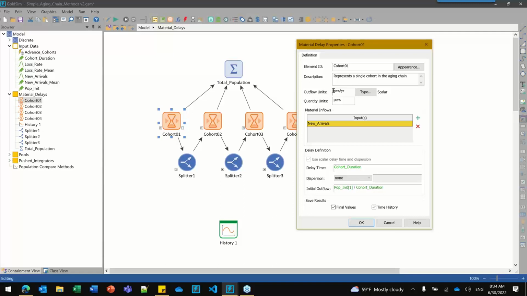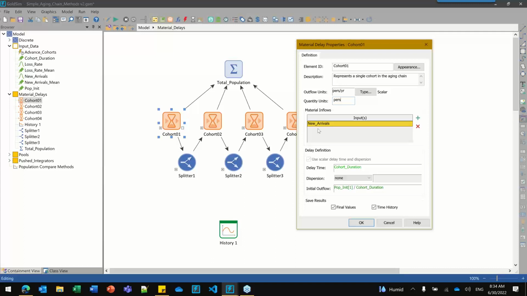Usually with aging chain, you're looking at people, but it could be items. It doesn't need to be persons. It could just be no units, in fact. But anyway, we have persons per year. It just needs to be per time. And then the quantity is persons. And then what's coming in? Well, in our case, we only have new arrivals coming in.